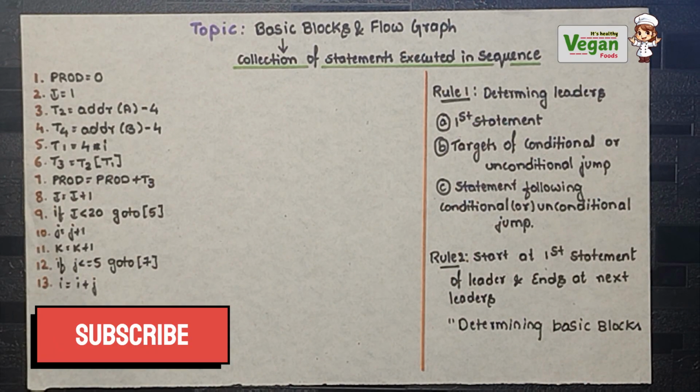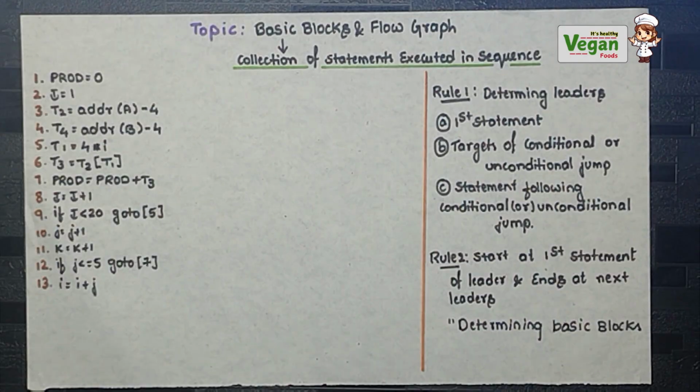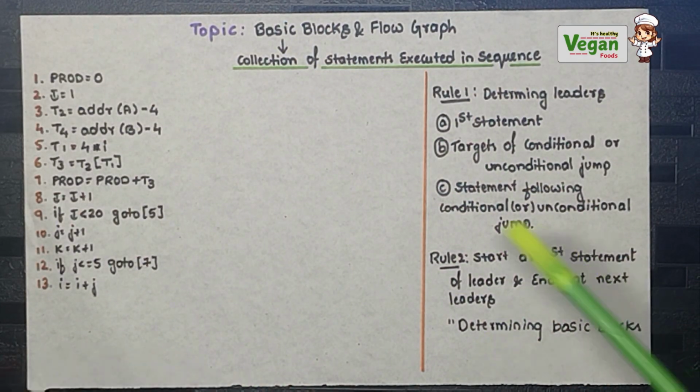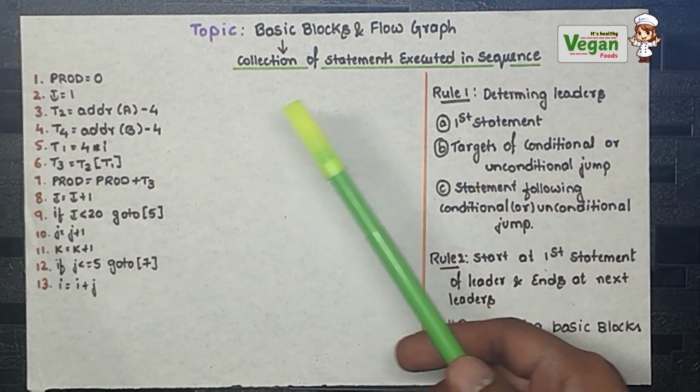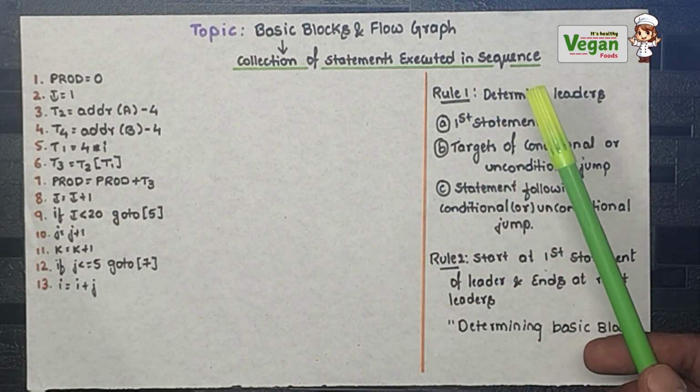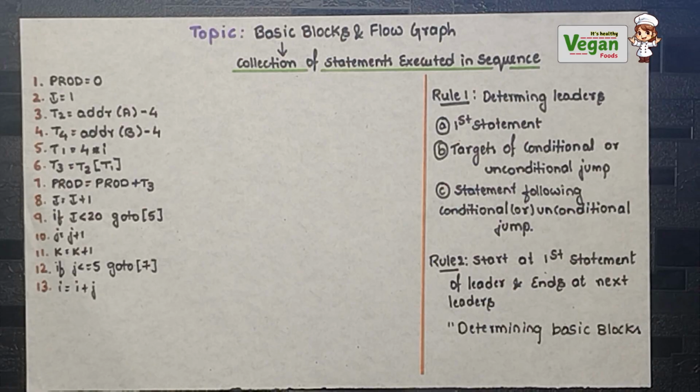And now let's jump into the problem. While solving the basic block and the flow graph, let's see what a basic block is. A basic block is a collection of statements executed in sequence, that is, one after the other, each statement will be executed in this sequence.